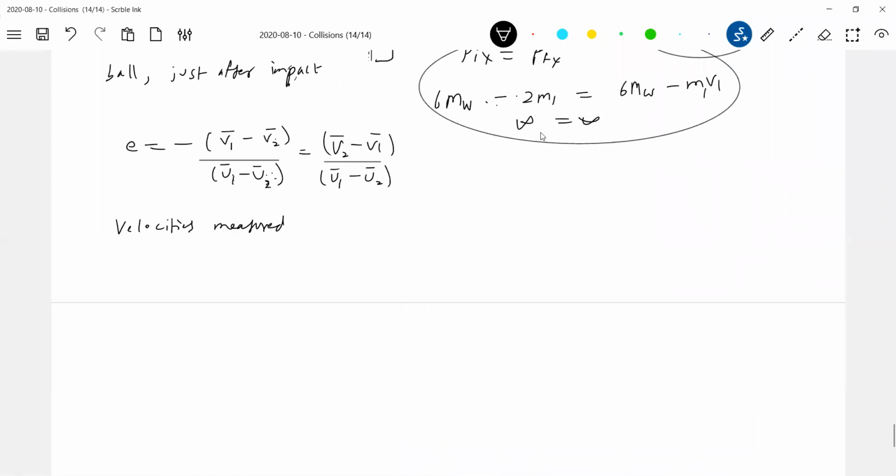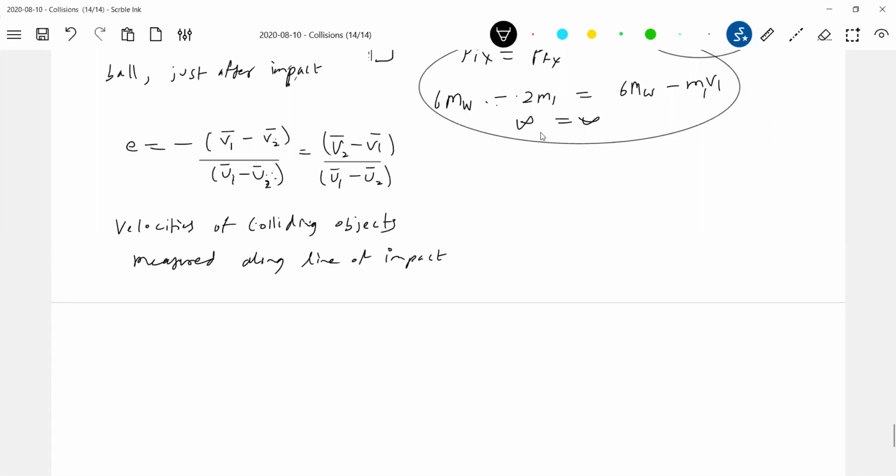Minus of V1 minus V2 bar, I'll write V2 minus V1. What are these? These are velocities of colliding objects measured along the line of impact. It's a strict condition.